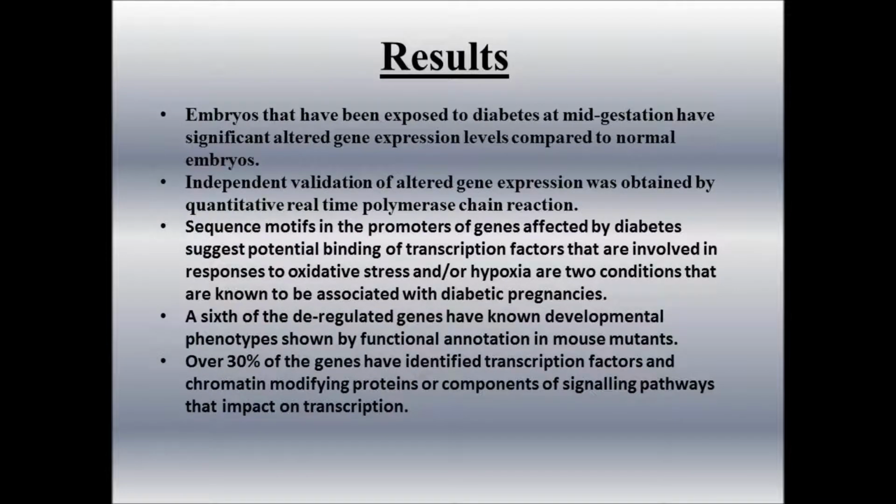Results. Overall results show that sequence motifs in promoters of genes affected by diabetes suggest potential binding of transcription factors that are involved in responses to oxidative stress and hypoxia, which are 2 conditions that are known to be associated with diabetic pregnancies. A 6th of the deregulated genes have known developmental phenotypes shown by functional annotation in mouse mutants. Over 30% of the genes have identified transcription factors and chromatin-modifying proteins or components of signaling pathways that impact on transcription.